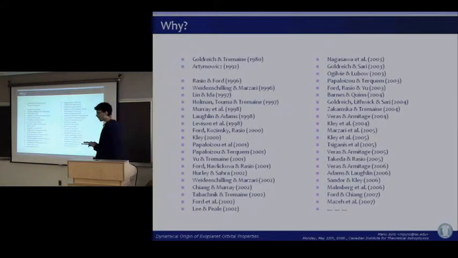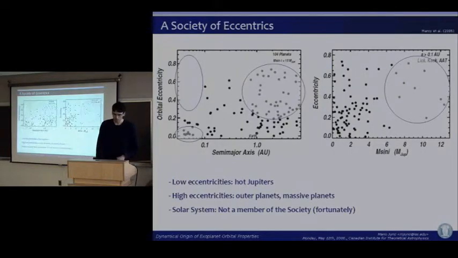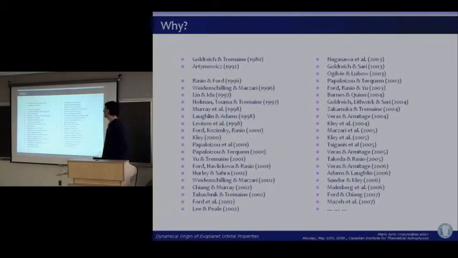Now, the question that's been on everyone's mind for more than a decade now is why? So why are the observed properties in these two diagrams the way they are? And it still is not quite clear. There still is no universally accepted explanation, but this is not for a lack of trying. So what I'm showing here is just a small subset of various papers and various authors who have touched upon this topic.